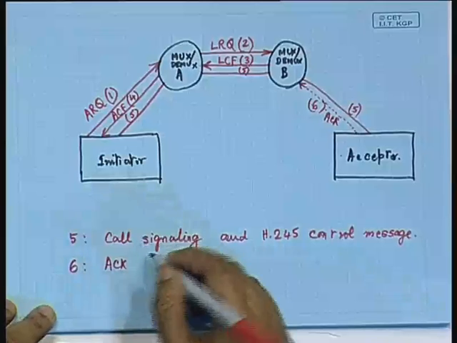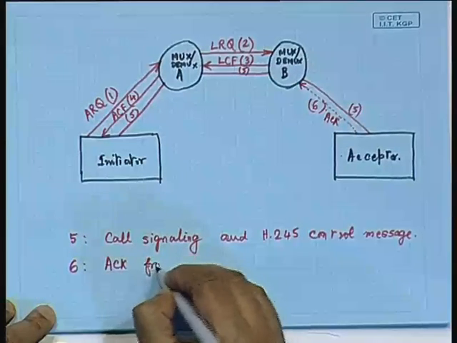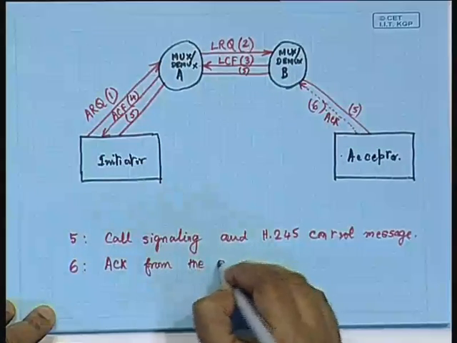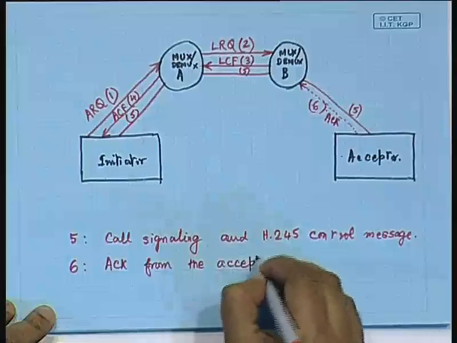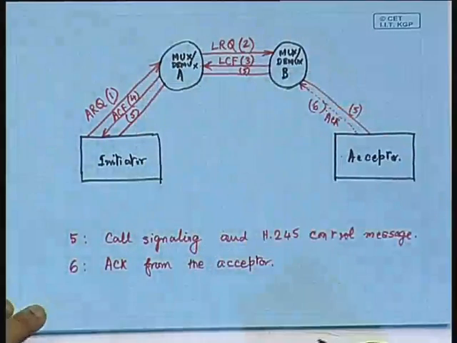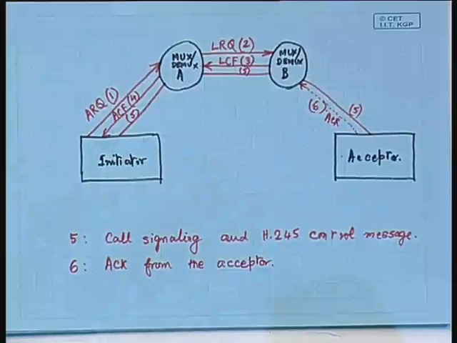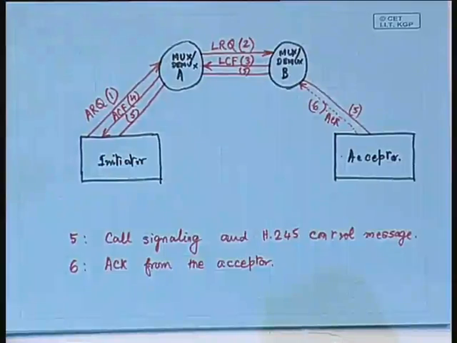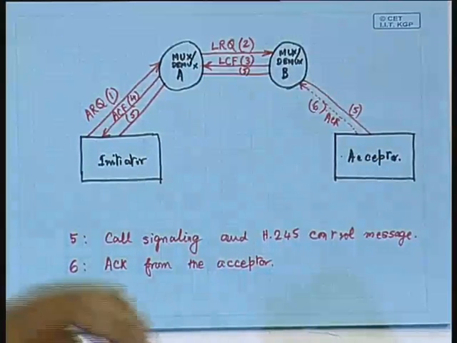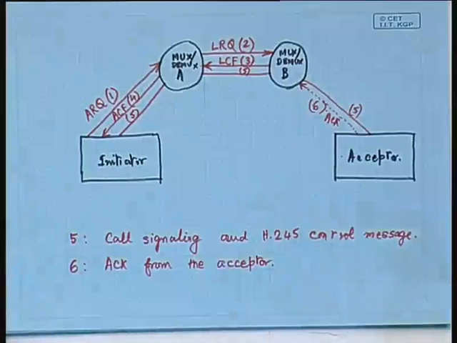So, it is acknowledgement from the acceptor, and once the acknowledgement comes from the acceptor, now the multiplexer and demultiplexer will know that a session has to start, because all the admission confirmation is there. Now, the call signaling has been initiated and the acceptor has also accepted that, and acknowledged this. So, now it is ready.